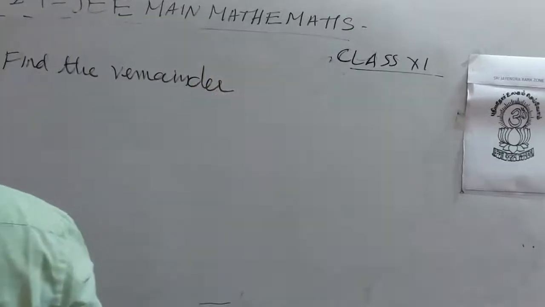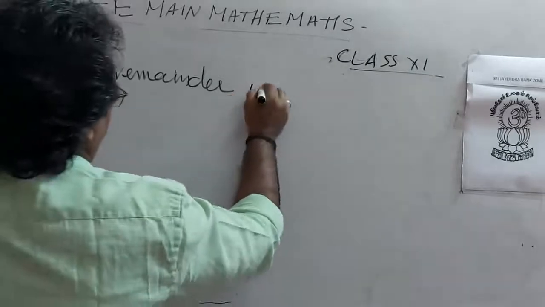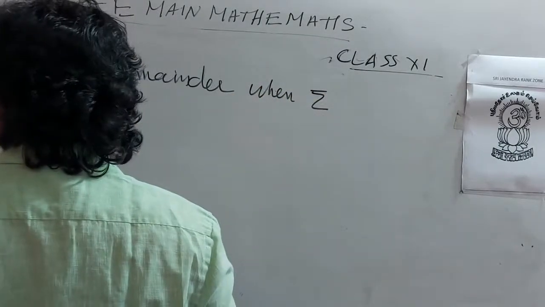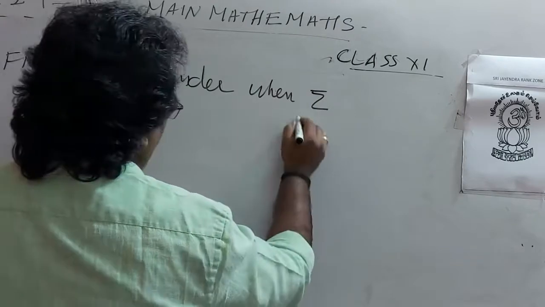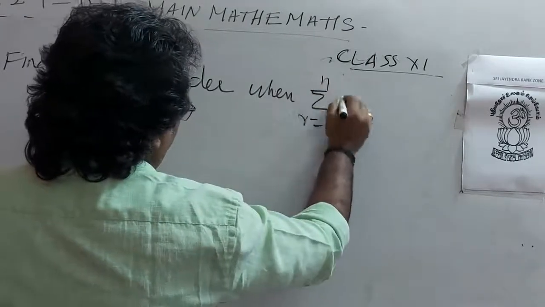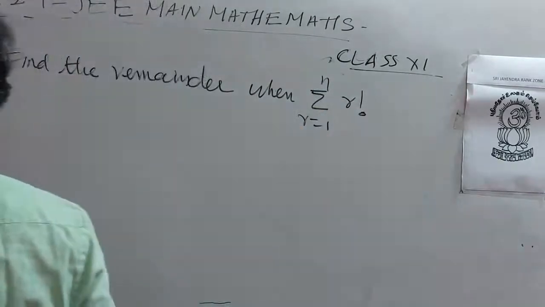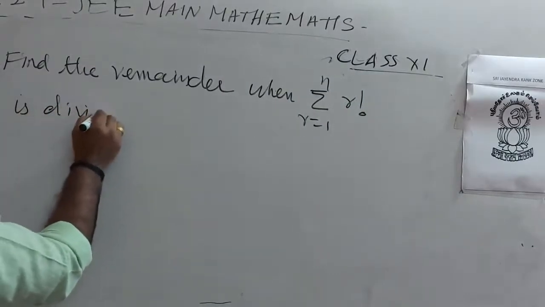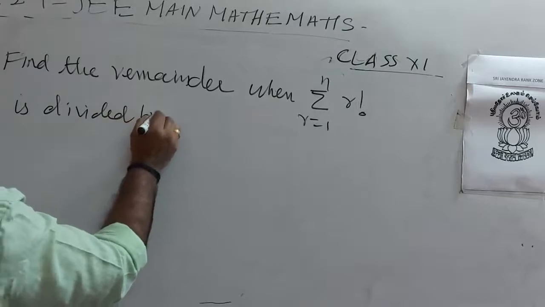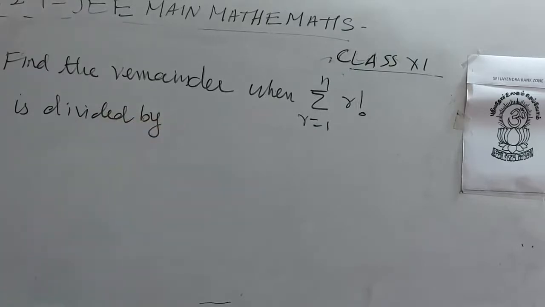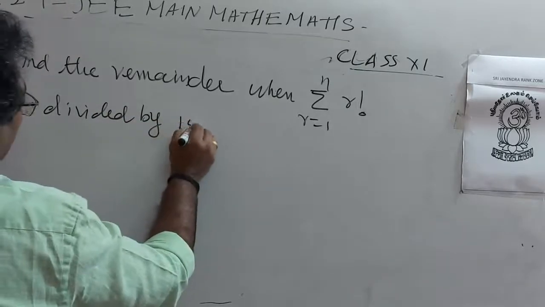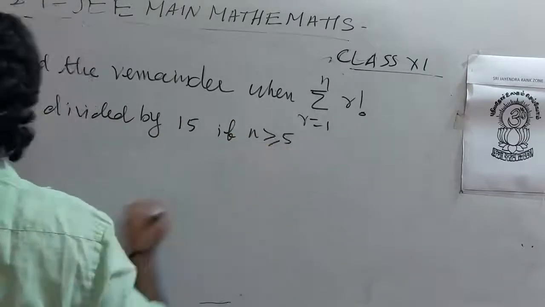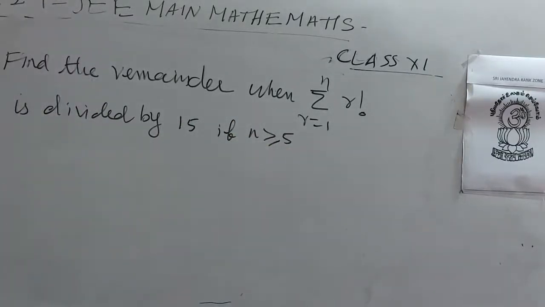Find the remainder when the sum of r factorial, r equal to 1 to n, is divided by 15, if n is greater than or equal to 5.